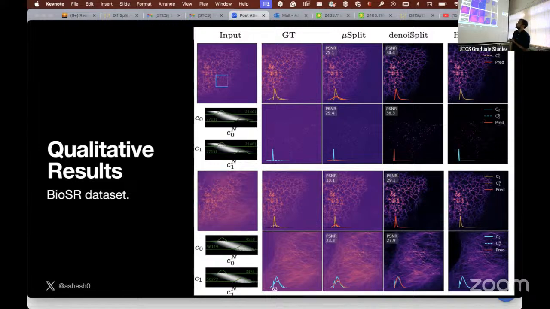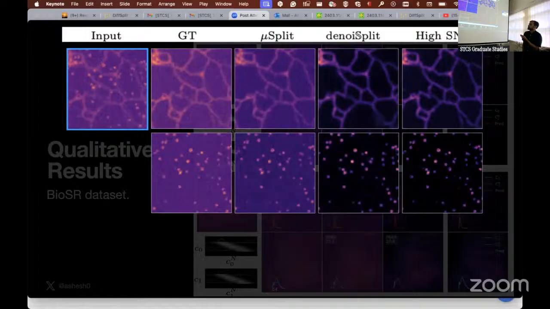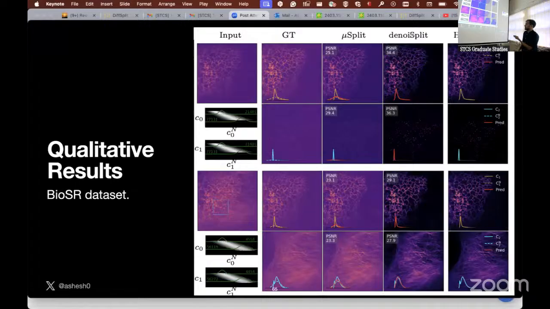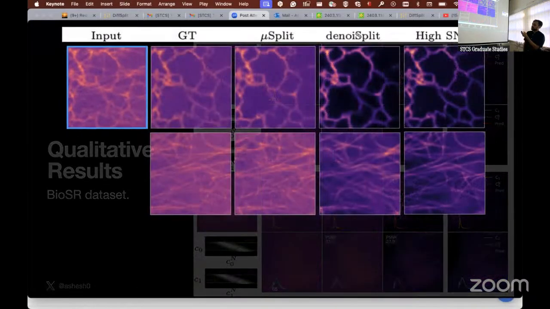But let's zoom in a bit. So the same thing, you have the input, the ground truth, the prediction by µSplit, denoiSplit, and the high SNR. So this is a case where things work, but let's now look at a challenging task where it is not so perfect. So the second one here, let's zoom in a bit. If you focus on the second channel prediction, and compare this image with this image, I hope you see that there are differences.